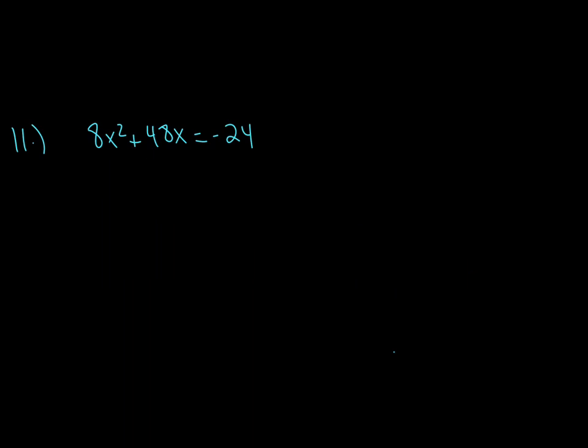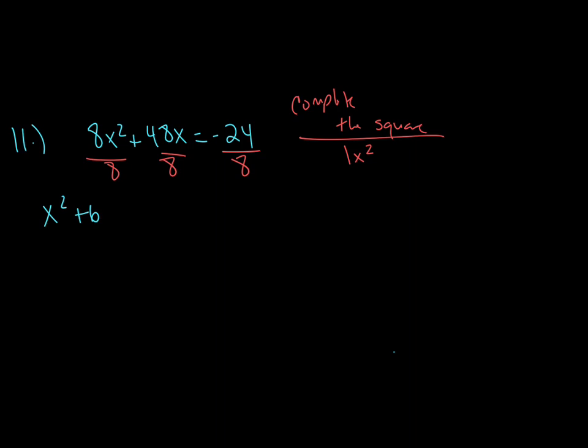All right, number 11, you can use the quadratic formula, but I am going to complete the square. Now remember, if you want to complete the square, you must have 1x squared. So the first thing I'm going to do, and even if I was going to use the quadratic formula, I'd probably do this, because then everything gets a little bit smaller, everything gets a little bit easier. So I'm going to divide everything by 8, and I'm going to have x squared plus 6x equals negative 3. Now I have x squared plus 6x all alone on one side, and it's 1x squared, so now I get to do c equals 6 over 2 squared. So that's 3 squared, which is 9. I'm going to add 9 to both sides.